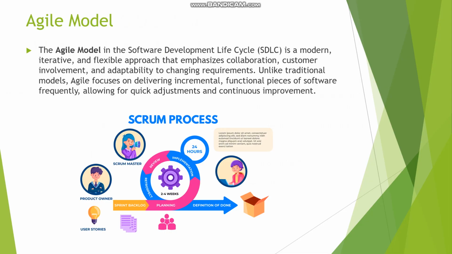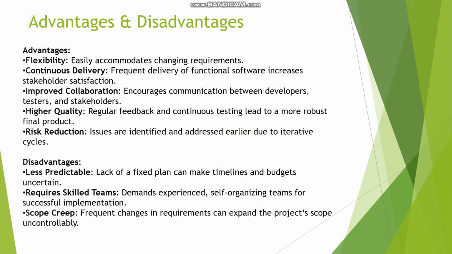Now coming to the Agile model. The Agile model in the software development lifecycle is a modern, iterative and flexible approach that emphasizes collaboration, customer involvement and adaptability to changing requirements. Unlike traditional models, Agile focuses on delivering incremental functional pieces of software frequently, allowing for quick adjustments and continuous improvement. There are daily scrum meetings. There are sprints every 3 to 4 weeks, planned for this model.